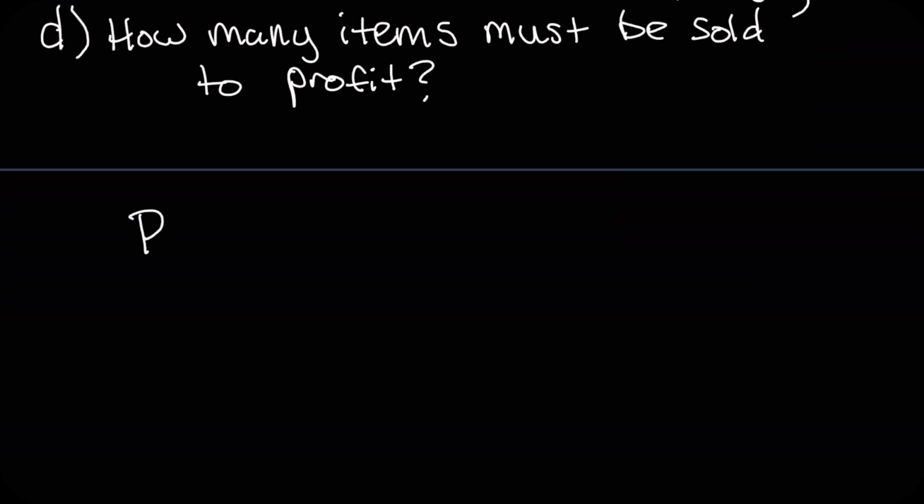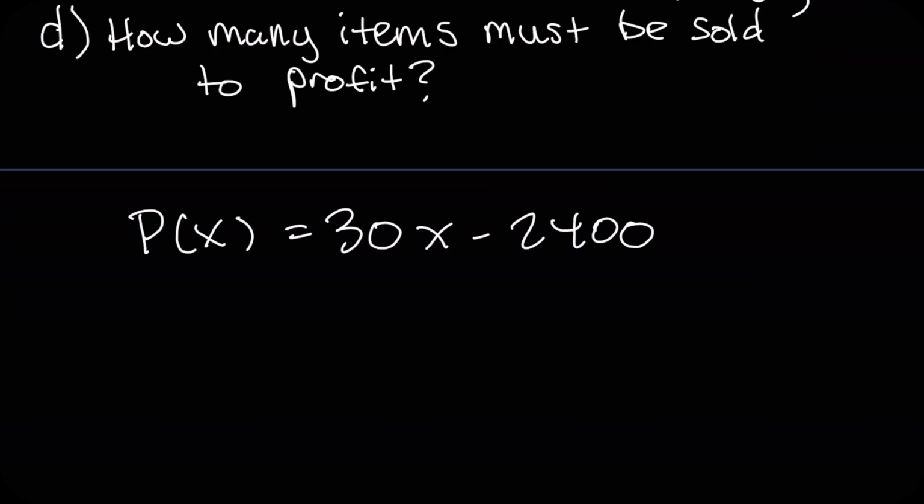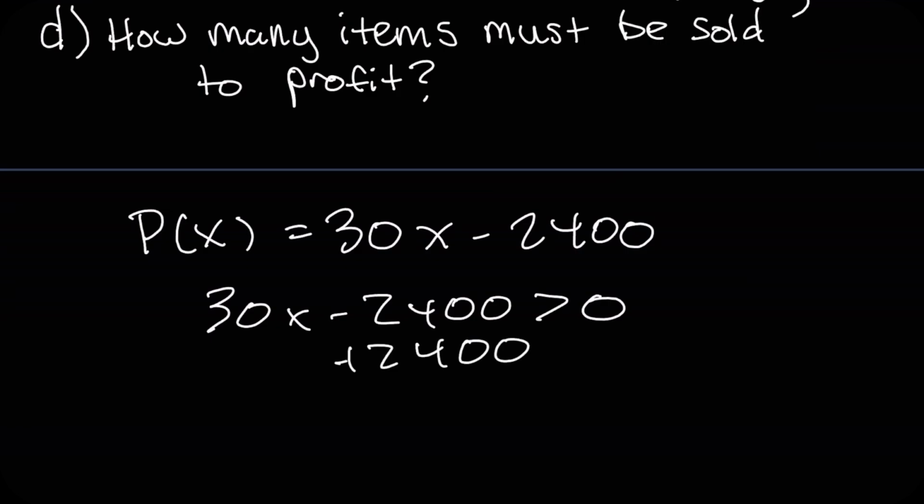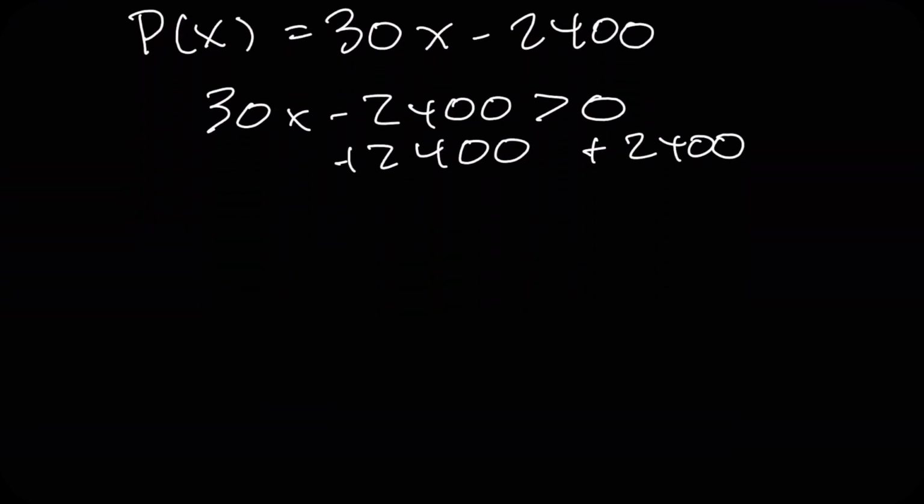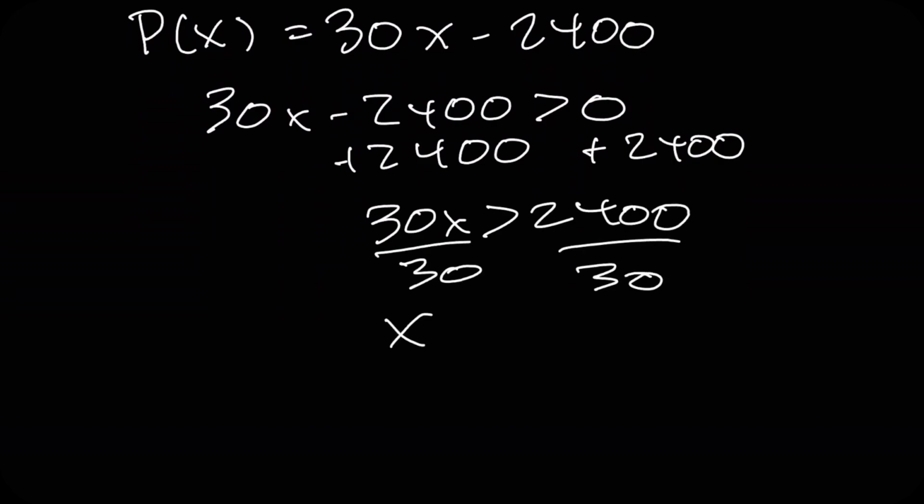So our profit equation is equal to 30x minus 2,400. And we want that profit to be greater than 0. So we can go ahead and set our P of x greater than 0. So 30x minus 2,400 greater than 0, and solve for x. So go ahead and add your 2,400 over to the right hand side. And this gets us 30x is greater than 2,400. Now you can divide by 30. And you're left with x is greater than 80.